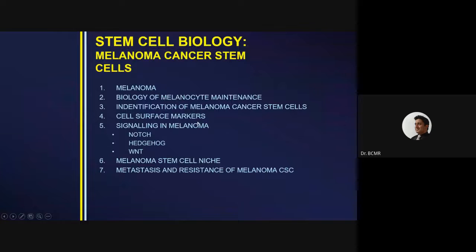So we're going to talk about melanoma cancer stem cells. Melanoma is a cancer of the skin, and we will talk about the biology. And the important part in this is the signaling pathways, hedgehog and Wnt signaling. So this chapter might take 2 or 3 classes. So for the rest of the things, there will be a lot of redundancy with what we have already learned.